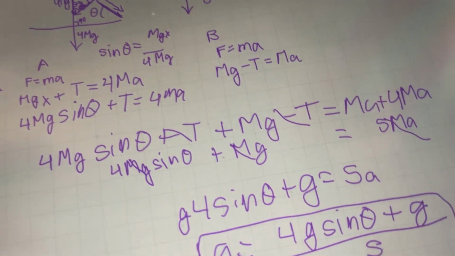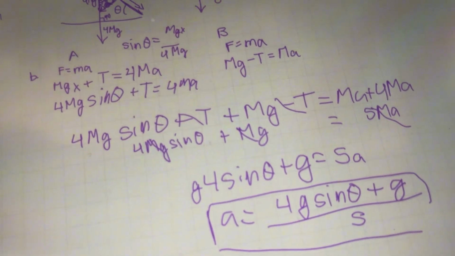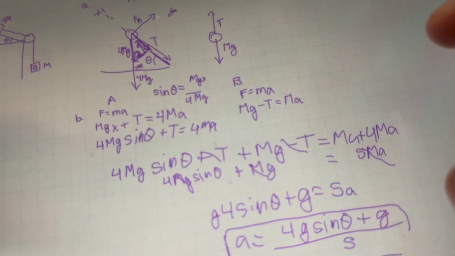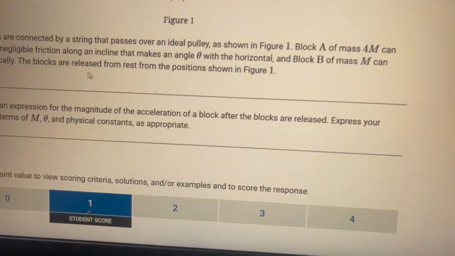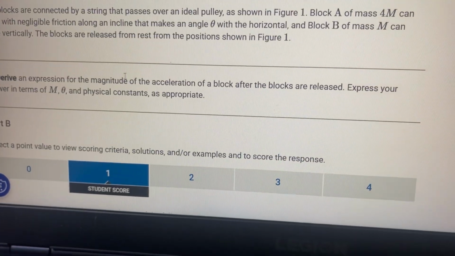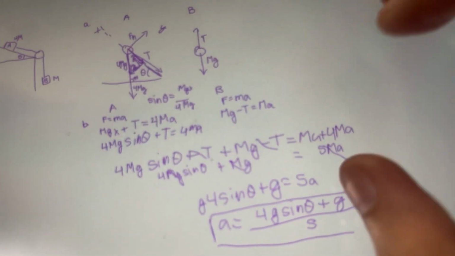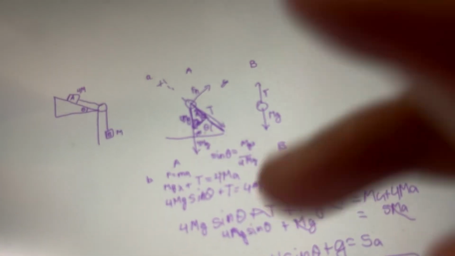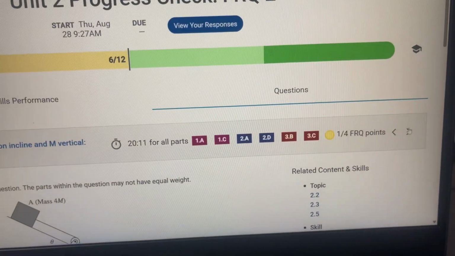That's your answer. And if you want to take out the g and put it to the side, then that's fine. But this is the answer for the expression for the acceleration. So on to the next part, which is C, which arguably is kind of the hardest part, I think.